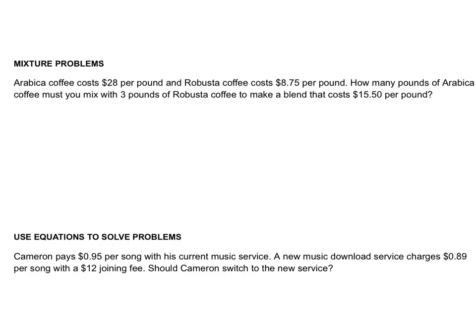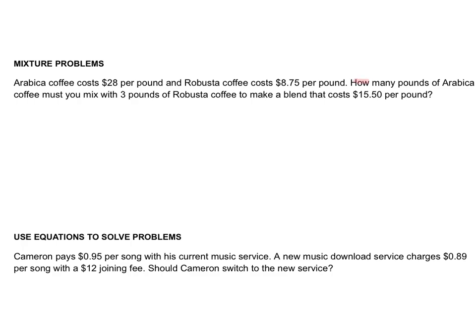Okay, on this page, we've got some word problems. And the first kind of problem that you're going to run into is what we call mixture problems. So, Arabica coffee costs $28 per pound, and Robusta coffee costs $8.75 per pound. How many pounds of Arabica coffee must you mix with 3 pounds of Robusta coffee to make a blend that costs $15.50 per pound? So the first thing that I want to do is find out what we're being asked, okay?